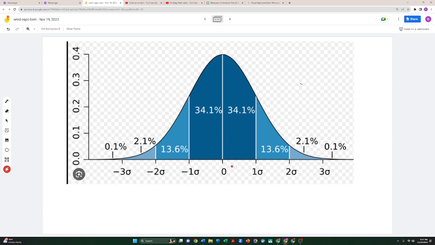And then, the end tails here are continuous and asymptotic, which means they get closer and closer. Okay, and then after that, the mean, the median, and the mode are equal here. The mean, the median, and the mode are equal.